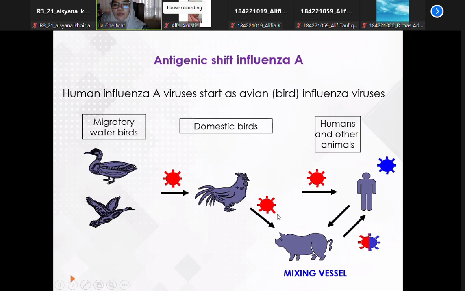So what happens is that when these two strains exist in the pig, the pig is a mixing vessel. We call it a mixing vessel because pigs are susceptible to any kind of influenza, whether from humans or chicken, whatever it is, they just accept it. So during the replication process, that is when the antigenic shift occurs. That's how they produce a new strain, which is half red and half blue. This is the one that causes the outbreak.